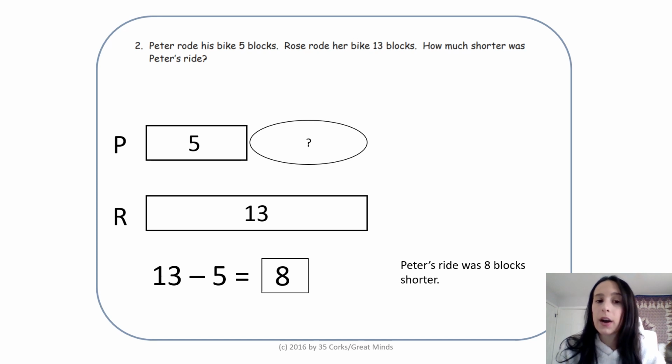If you did 5 plus unknown equals 13, that's okay too. I just thought subtraction made the most sense in my head. But if you can use addition, that's perfectly fine, as long as you're getting the answer 8. We're going to do another one.